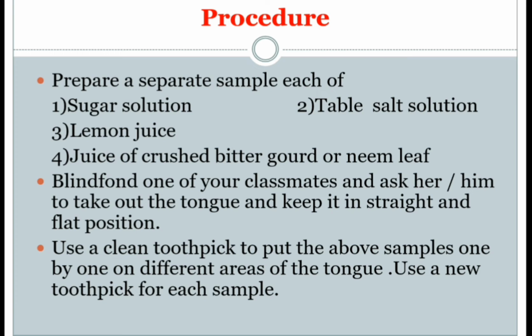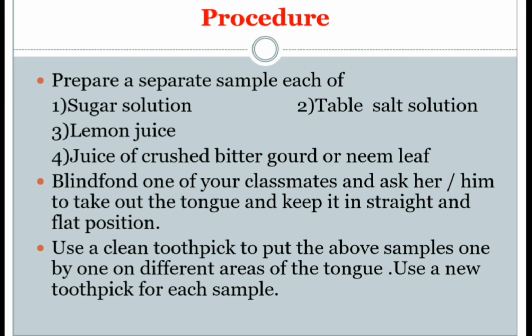Blindfold one of your classmates and ask her or him to stick out the tongue and keep it in a straight and flat position. Use a clean toothpick to put the above samples one by one on different areas of the tongue. Use a new toothpick for each sample. Ask the classmate which areas of the tongue could detect the sweet, salty, sour and bitter substances. Write down your observation.